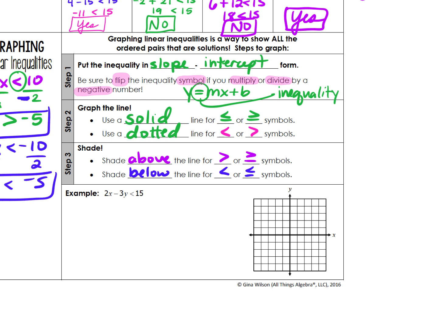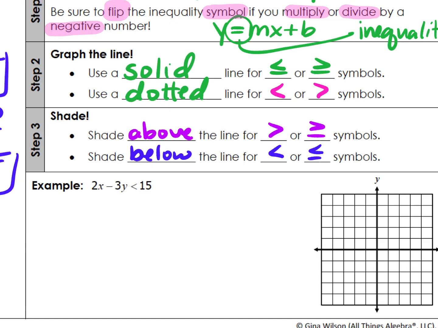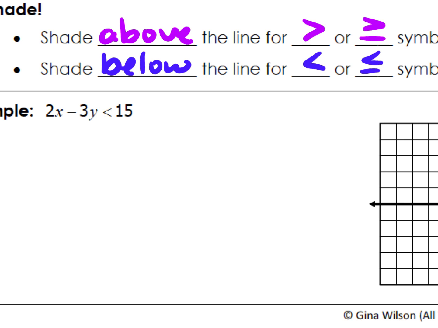Let's try it. This is the fun part. So step 1 says to do what? Slope intercept form. Okay, so look at this. Is it in slope intercept form? No, this is in standard form. How do we get it into slope intercept? You did this on your test.